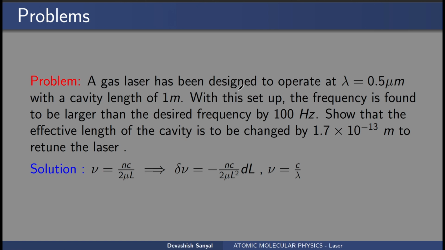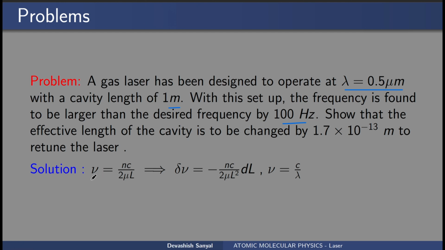So a gas laser has been designed to operate at lambda equal to 0.5 micrometer with a cavity of 1 meter. This is the length of the cavity. With this setup, the frequency is found to be larger than the desired frequency by 100 Hertz.